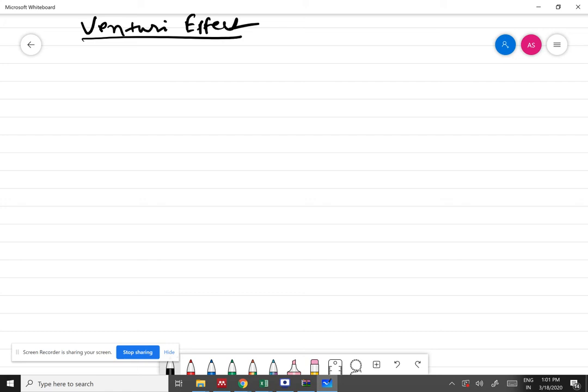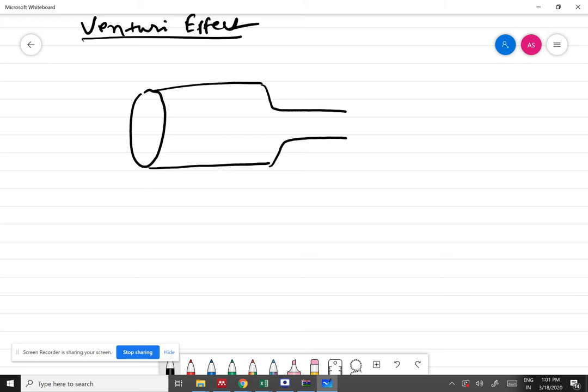Let us say I have some tube like this, and it is closed at both ends. Suppose this has a pressure P1 here. What do you think is the pressure P2 here? Can you guess? So here pressure P1 equals P2.